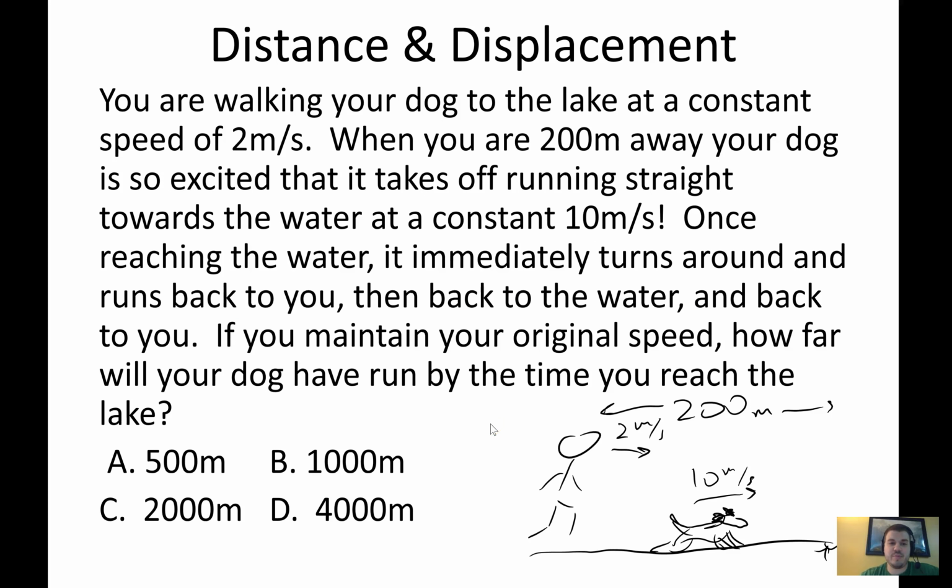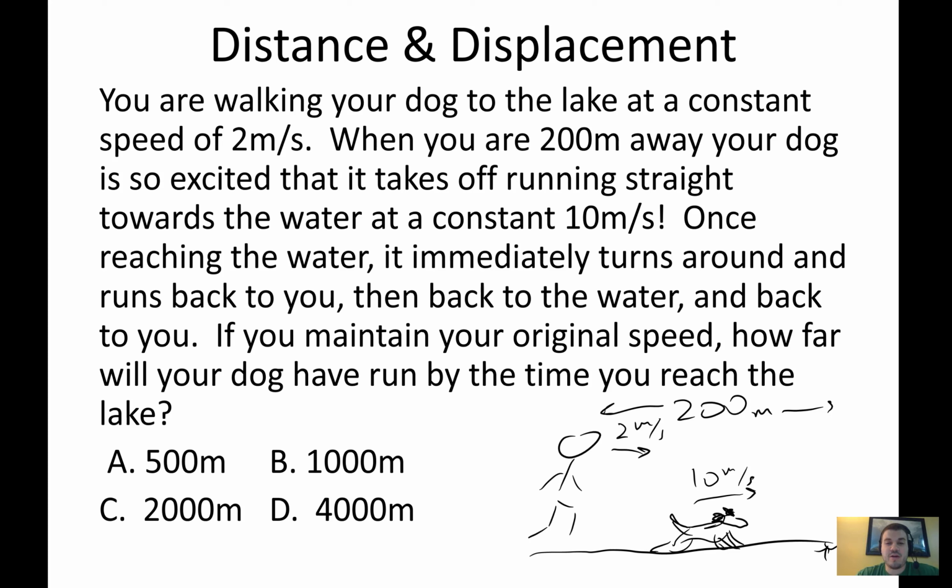All right, now an example. We walk the dog. Dog moves at 2 meters per second. When I'm 200 meters away, my dog is so excited that it takes off running straight towards the water at a constant 10 meters per second. Once reaching the water, it turns around and runs back to me. Then back to the water and back to you. Back and forth. If I maintain my speed, how far will the dog have run?